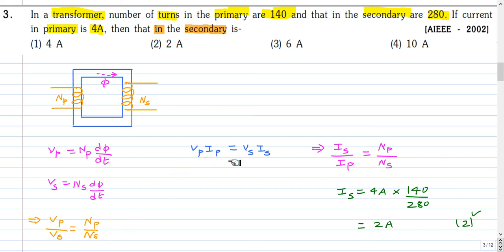Vp into Ip is same as Vs into Is because the power input is same as the power output. Here we are neglecting the losses. So when the losses are neglected, the input power is same as output power. So from this we get Is by Ip as Vp by Vs, that is Np by Ns. So from this we get the current in the secondary as 2 amps. The correct option is option 2.